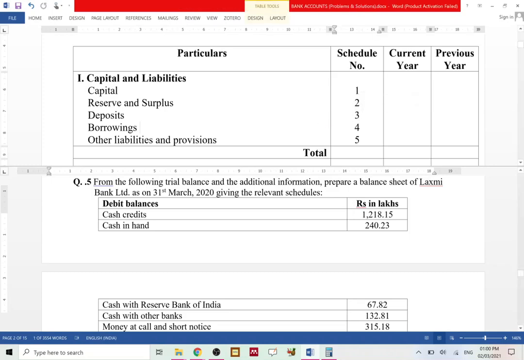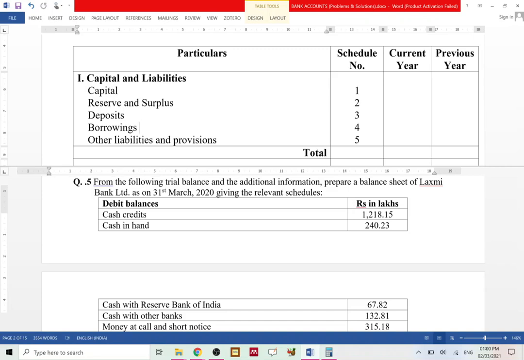Okay, what are borrowings? Now again, these borrowings are not loans which they have given. These borrowings are loans which they have taken. Like I told you, banks also take loans. They take loans from other banks. They take loans from the RBI, right? So these are those borrowings which become liabilities for the bank.